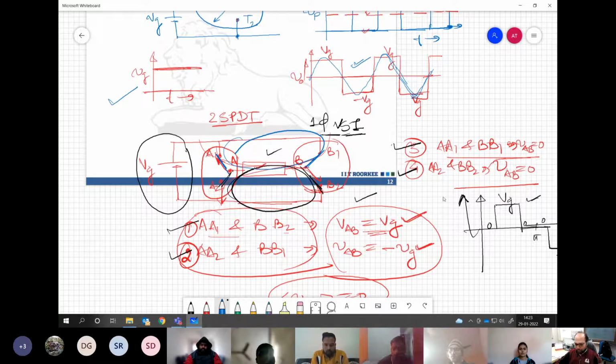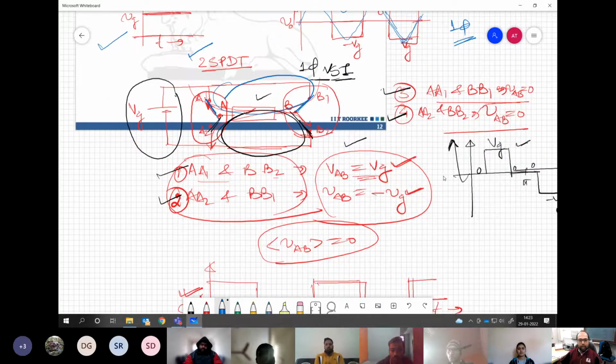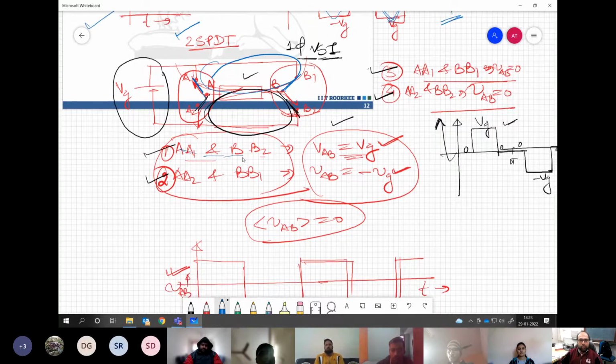Now this is possible through this kind of arrangement where we have two SPDT switches, and this is single phase power conversion. Four possibilities we have seen. If we connect opposite terminals for both poles, then it is plus Vg. And if we reverse that, let's say A, A2 and B, B1, it is minus Vg. And if you are connecting to same terminals, let's say same DC bus on both the sides, then it is zero output, and same DC bus on the negative side, then also the output is zero.